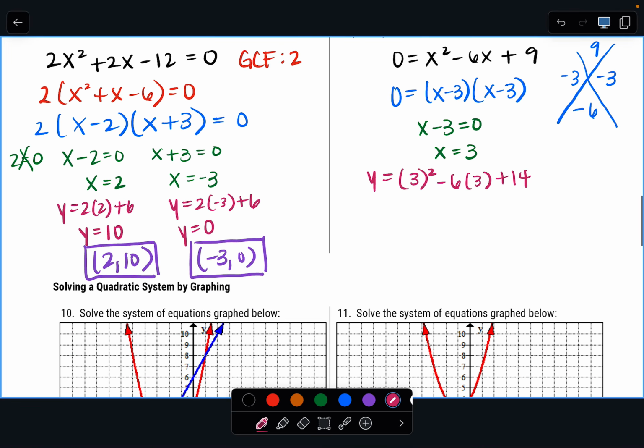This is where your number sense is very, very important. You have to be able to do these simple additions, subtractions, multiplying and dividing. 3 squared is going to give me 9 minus 18 plus 14. If you feel like you cannot process those numbers in your brain, it is completely okay. Take it in parts. If I wanted to combine 9 minus 18, I know that's going to give me negative 9 plus 14. And what is negative 9 plus 14? 5.